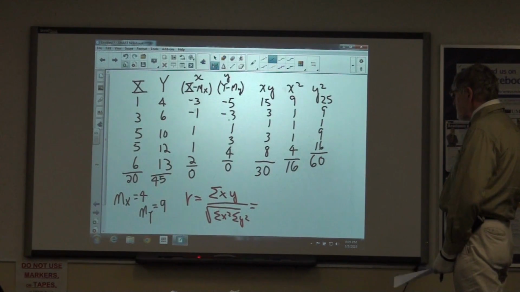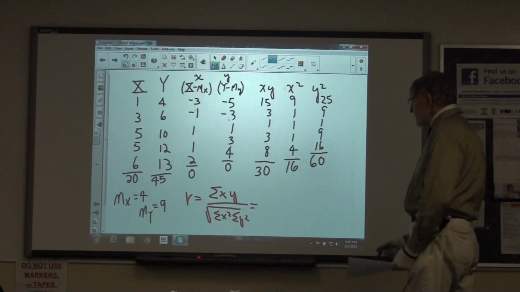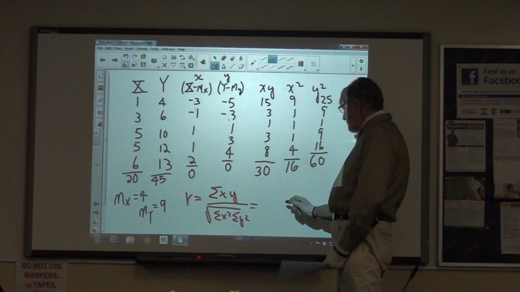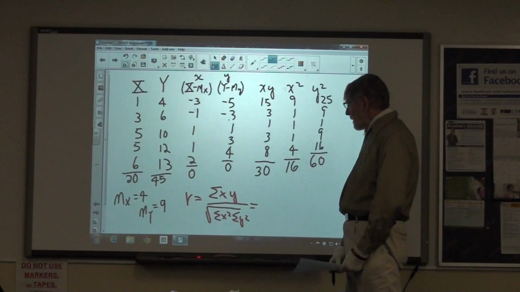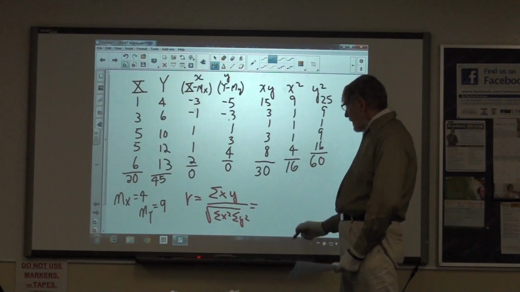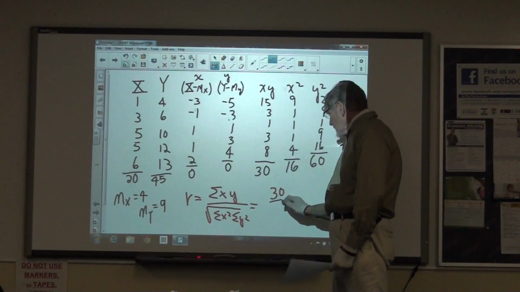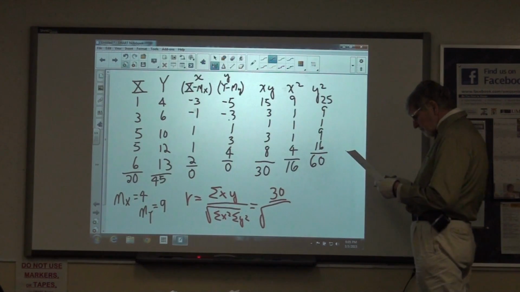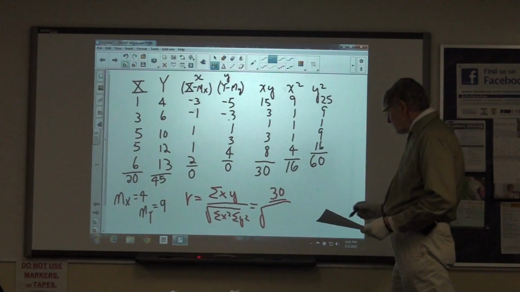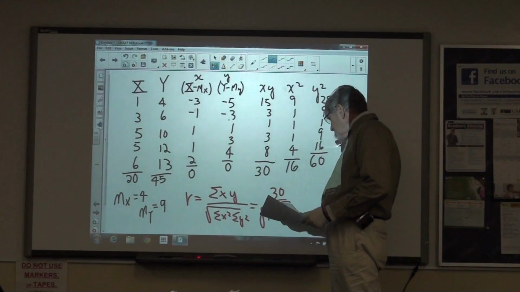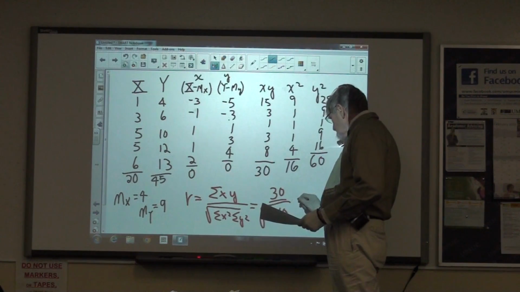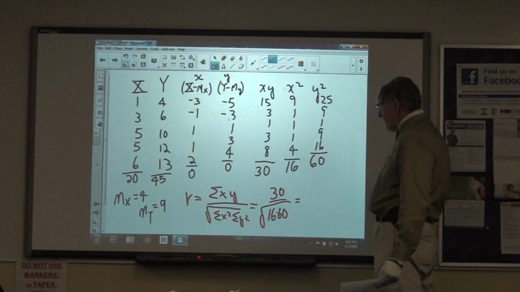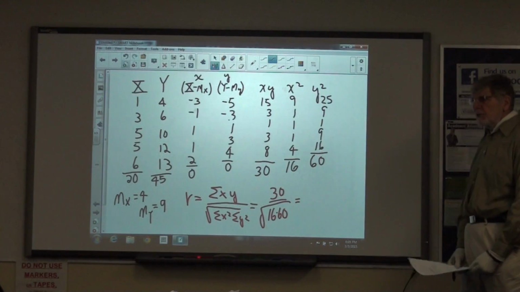And what do we get? What's on top? What's the sum of xy? 30. Take it off the table, it's a 30. Over the square root of the product of two numbers. What are those two numbers? 16 and 60. That's right, 16 and 60. So do the arithmetic and tell me what is the correlation coefficient.